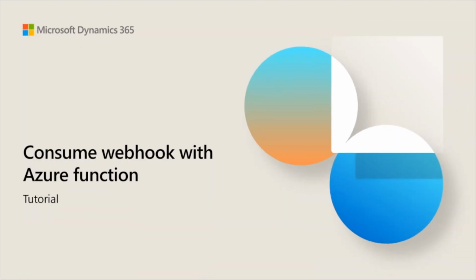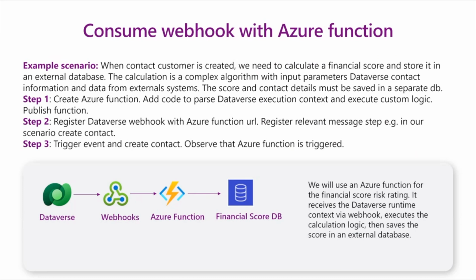For our next demo, let's explore a scenario where we will combine webhook with an Azure function. The scenario is the next. When a contact customer is created in Dataverse, we need to calculate a financial score risk and save the score with the contact details in a separate database.